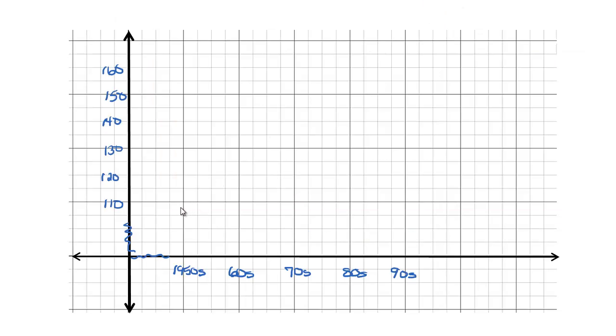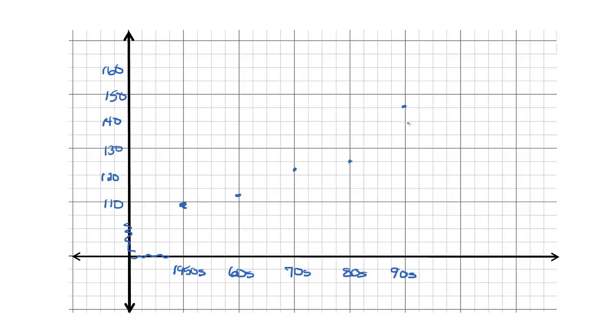And in the 1950s, the average American consumed about 110 pounds of sugar. The 1960s was 114. The 1970s was 124. The 1980s was 126. And the 1990s was 146.